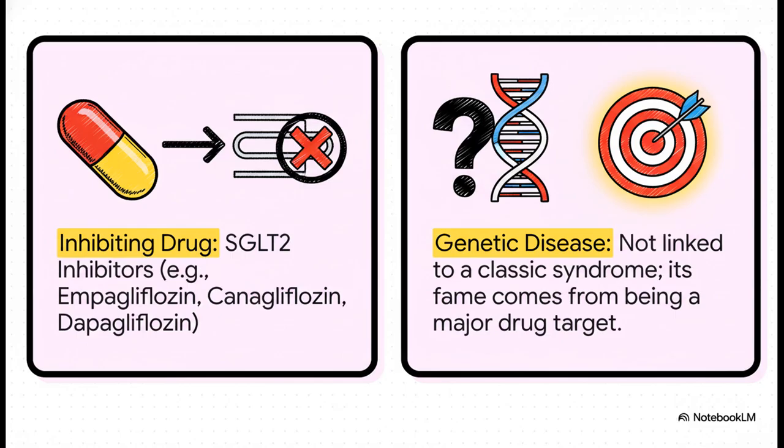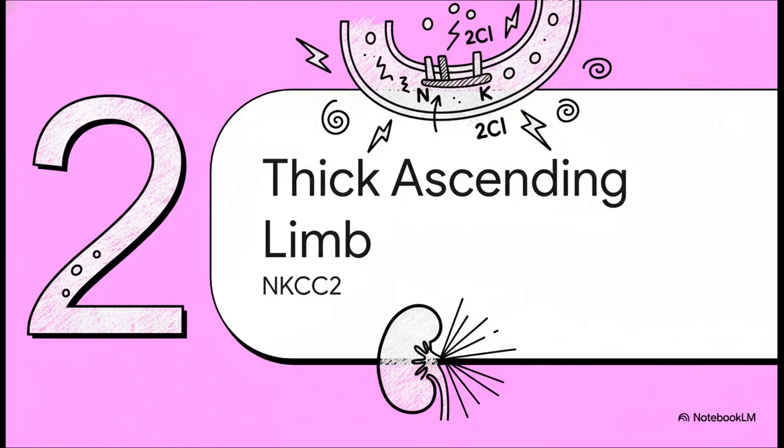Now, that second question was a little bit of a trick question, I'll admit. See, unlike the other transporters we're about to see, SGLT2 isn't famous for a genetic syndrome. Its claim to fame is being a modern blockbuster drug target. So, the key takeaway is SGLT2 equals gliflozins. Got it? Okay, let's keep moving.